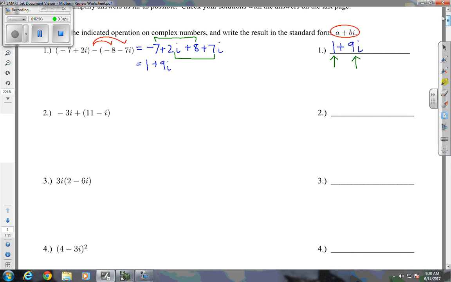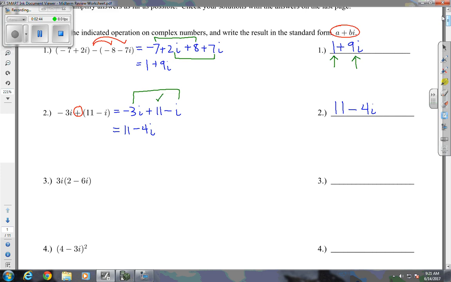Let's look at number 2. You're going to see that number 2 is a little easier because instead of subtracting complex numbers, we are adding complex numbers. So there's no need for any distributive property here. So we can simply drop that second set of parentheses and then combine like terms, or combine the real parts and the imaginary parts. So notice my real number here is 11, and then I'm going to combine the imaginary parts. Negative 3i plus negative i is negative 4i. Again, do notice that we put the real part first and the imaginary part second.